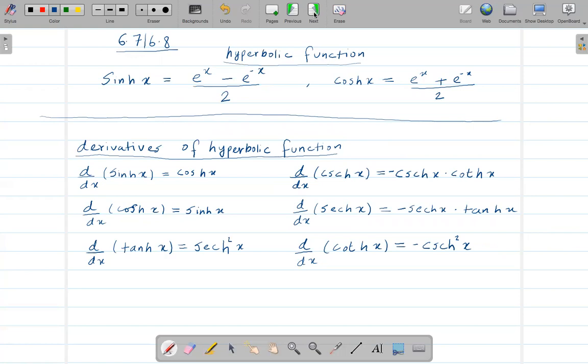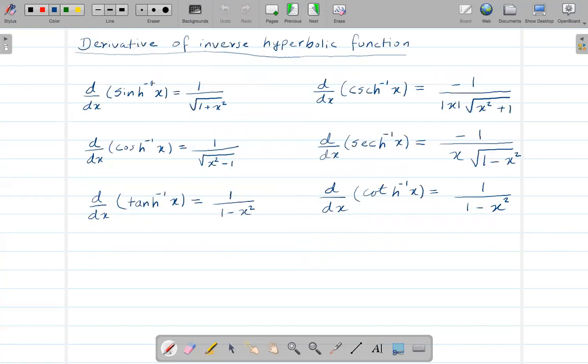Then another one, the derivative of the inverse hyperbolic function. Again, these are also formulas. This is a hyperbolic function, and if I put something like this on the top, then we say this is an inverse. That's why we call this the inverse. Again, this is also a formula.